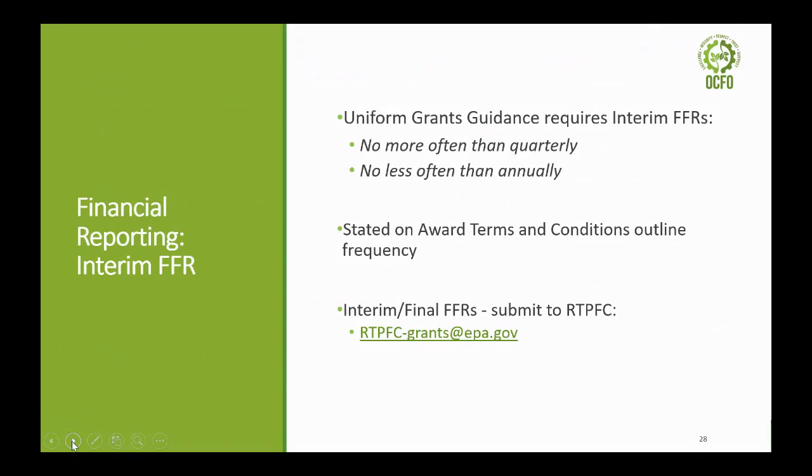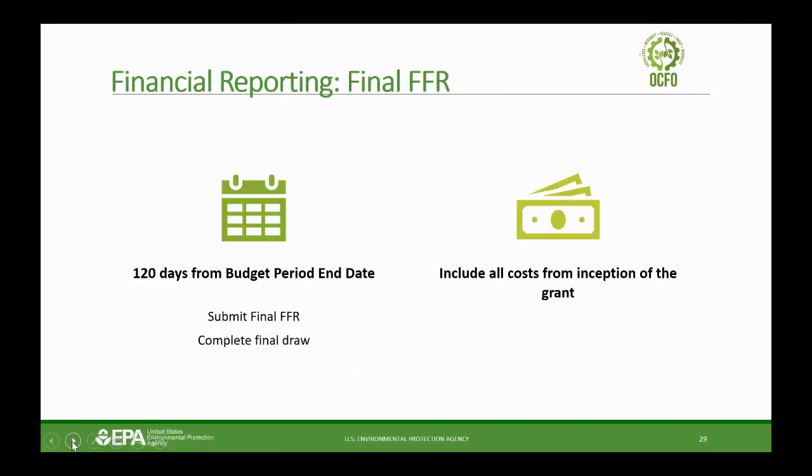Next question. Any questions? All right. Next slide, please. You have 120 days after your budget end date to submit your final federal financial report and complete all drawdowns. And remember, your final federal financial report includes everything, from the inception of that grant. Not just, hey, this was the last year, I'm just reporting it for this year. It's from the inception of the beginning of that grant.